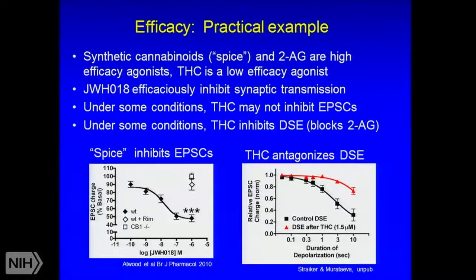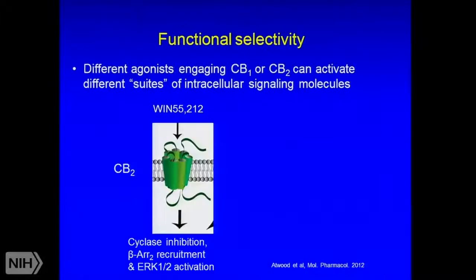However, if you do our DSE experiment where increasing durations of depolarization progressively decrease the EPSC, you see if you do the same experiment in the presence of THC, the DSE dose response curve is shifted to the right, as would be expected for a competitive antagonist. So this doesn't happen throughout the brain. It happens under specific conditions of receptor number and density, but it stresses the concept that it's really important to understand that THC may work differentially at different synapses.